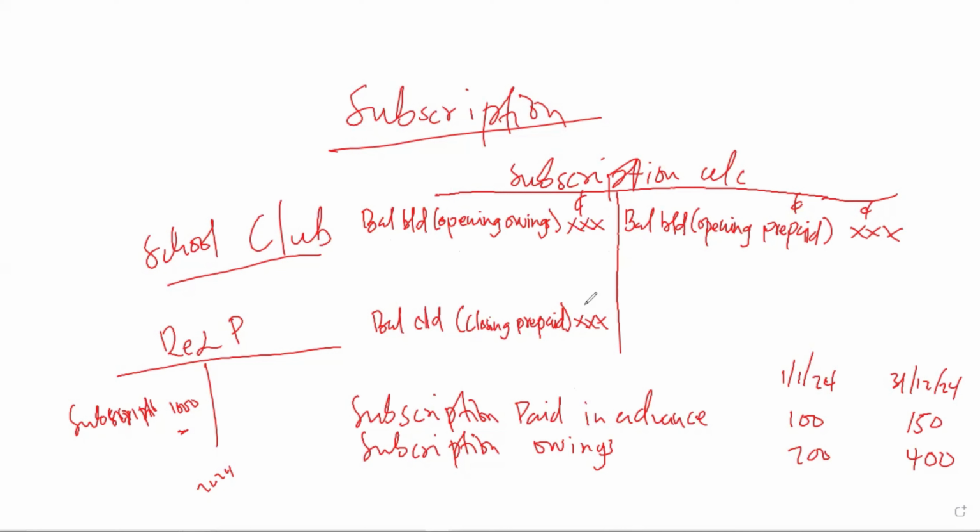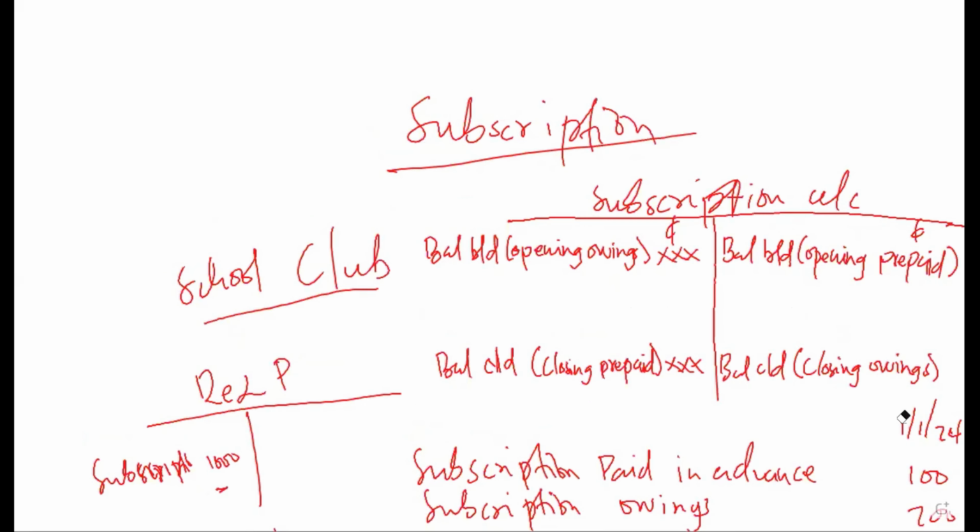And if the opening balance, or the balance brought down, is on the debit side, then definitely the closing balance will be on the credit side. So we come here and we write balance carried down, which will be the closing owings.